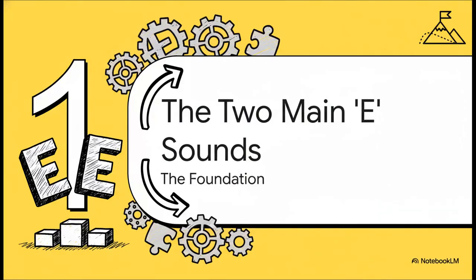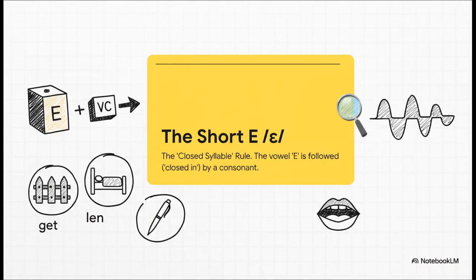Okay, so first things first, we've got to build a strong foundation. Let's start with the 2 most common sounds for the letter E. Seriously, if you get these 2 down, you're already halfway home. So first up, we have the short E. This is the eh sound, the eh in get. And the shortcut, the little trick to remember, it's all about the closed syllable. And what's that? Well, it's just a fancy way of saying the vowel E is followed by a consonant. It's closed in. So if you see vowel plus consonant, boom, that's your signal for the short E sound.